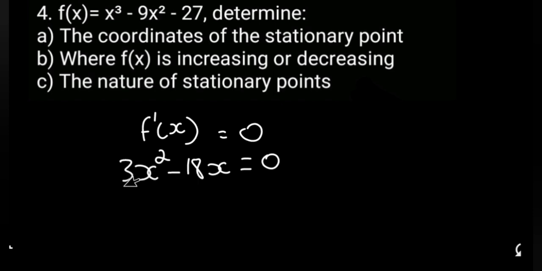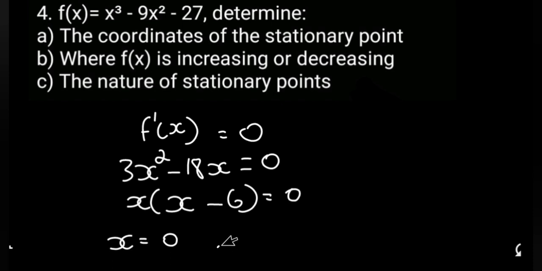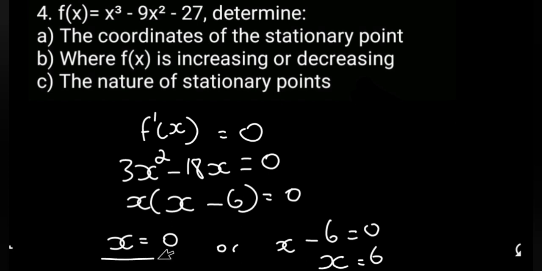Then let us divide by 3 and take out the common factor of x in this equation. We're going to be left with x times (x minus 6) is equal to 0. So x is 0, or x minus 6 is equal to 0. If you transpose negative 6 to the other side of the equation, x is equal to positive 6. These are the x coordinates of the stationary points.